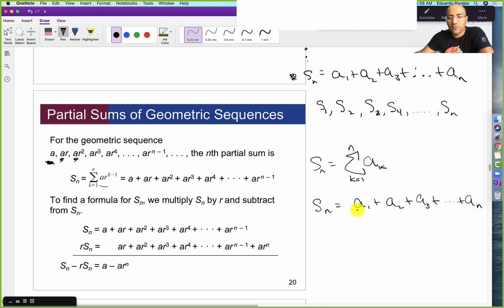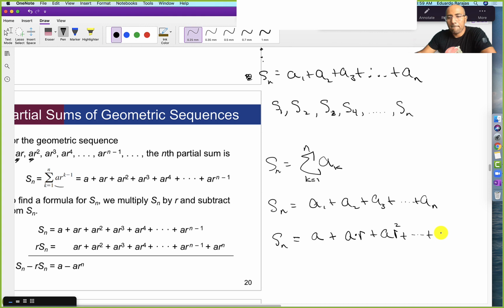And if it's a geometric sequence, then we know that a sub 1 is just a, plus a sub 2, following the form of a geometric sequence, is going to be a times r. The third one on my list is a times r squared, dot, dot, dot, all the way out to the last one on my list. And so the last one on my list is going to be a r to the n minus 1. Sorry that my r's and my n's look so similar.